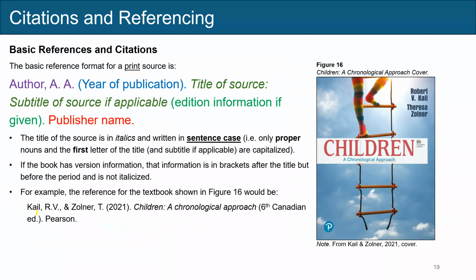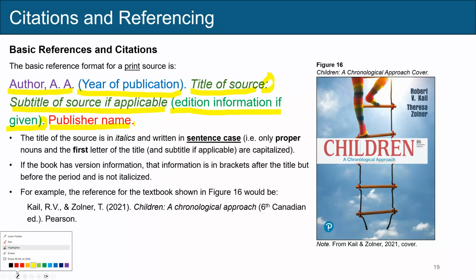So the basic format for references and citations. So your very, very basic format is you're going to start with the author last name, then any initials, the year of publication, the title of the source, and then there, if it has a subtitle, which is like an additional title to that, you include that next after the colon. If there is an addition, you put it in brackets, you have a period, and then you write down the name of the publisher.